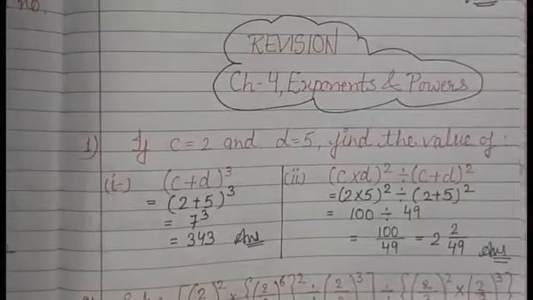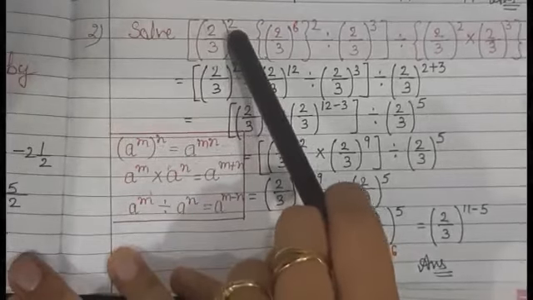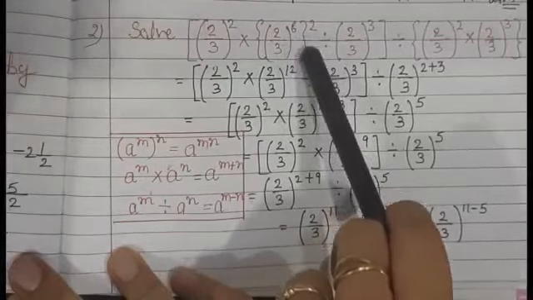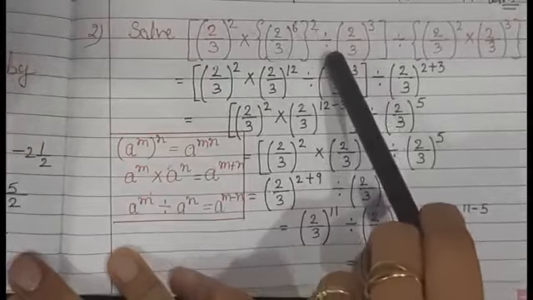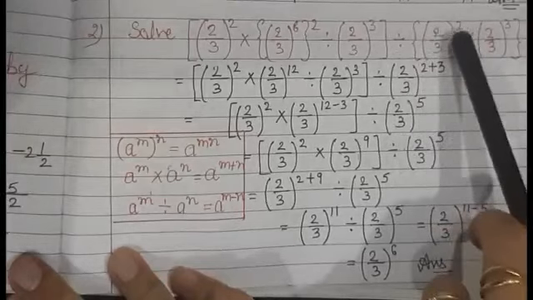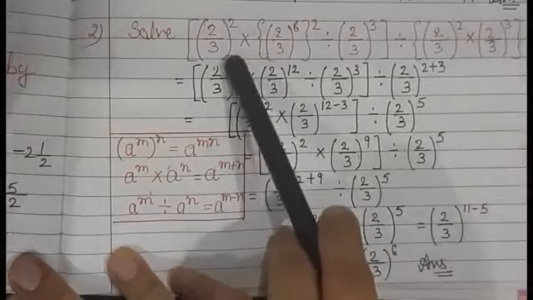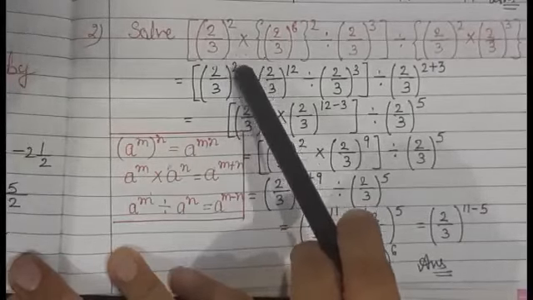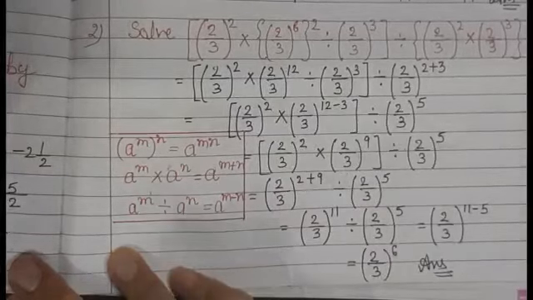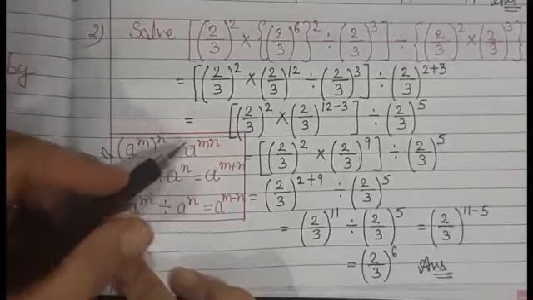Clear? Now the second numerical which I have taken, that is solve (2 by 3) whole square into ((2 by 3) whole power 6) and complete power 2, divided by (2 by 3) whole cube divided by ((2 by 3) whole square into (2 by 3) power 3). Clear? So in this numerical we have to apply laws of exponents, right? So the first law which we will apply, that is (a to the power m) whole power n, that is a to the power m into n.